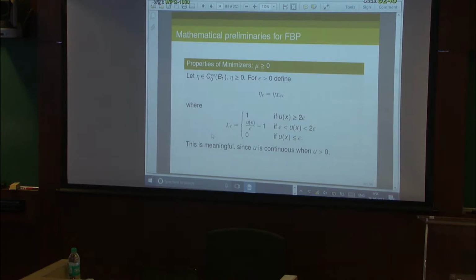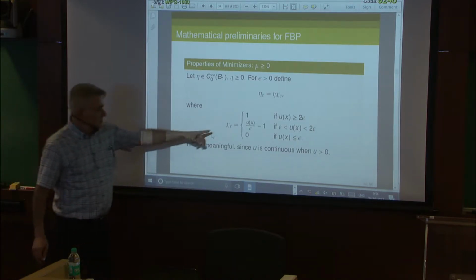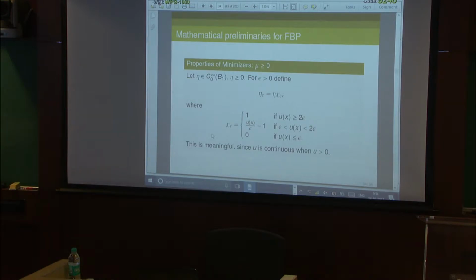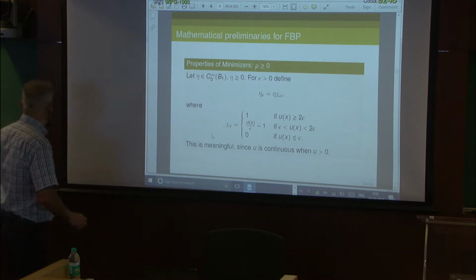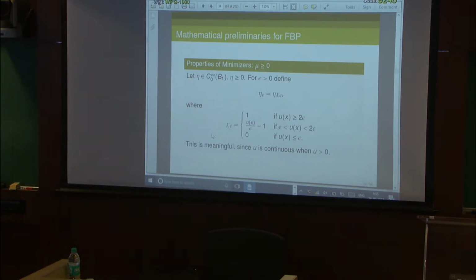And what you do, you define your function chi epsilon to be 1 here. So chi epsilon is 1 here. Chi epsilon is 0 here. So you have the freedom of defining a function. And your freedom is like, in this set, when u is larger than 2 epsilon, you define it as 1. When u is less than epsilon, you define the function 0. And then in between, you define it like this. And you see that when u is epsilon, this is going to be 0. So your function chi epsilon is going to be 0 here.